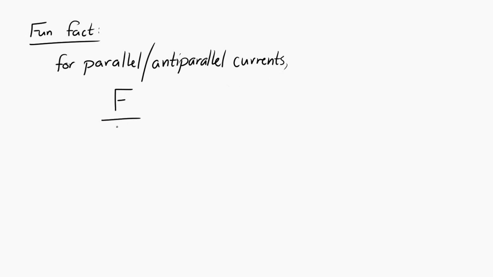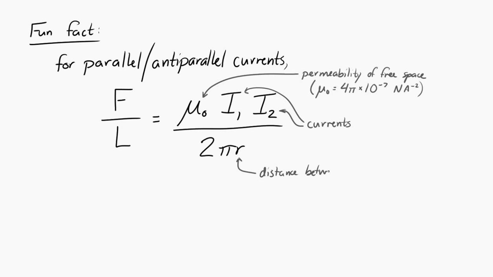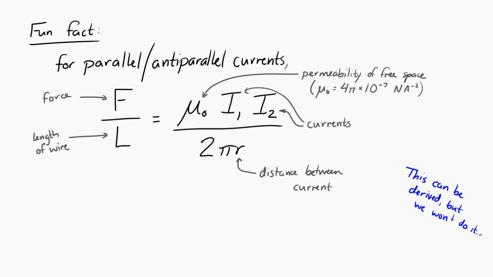And, fun fact, there is an equation to describe the amount of force that's felt by these wires in these situations. The force per length on a wire that's near another wire is equal to mu 0 I1 I2 over 2 pi r, where mu 0 is the permeability of free space. We briefly saw the permittivity of free space before. This is the permeability of free space, which is just a constant. I1 and I2 are the two currents, and r is the distance between the parallel wires. We could derive this, but it would take quite a while, and it's not going to be the focus of this class.